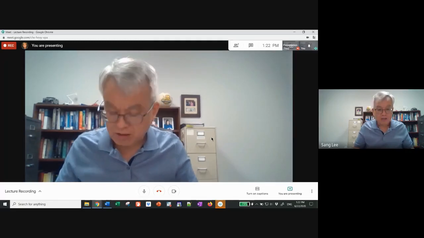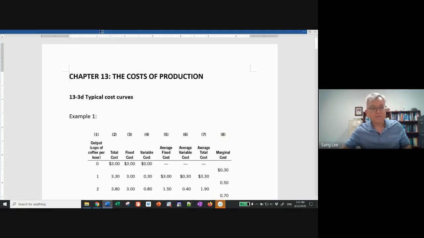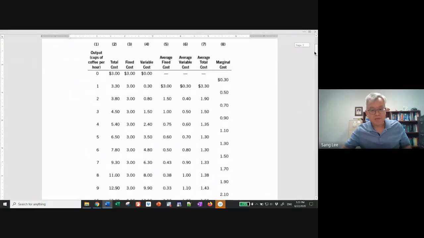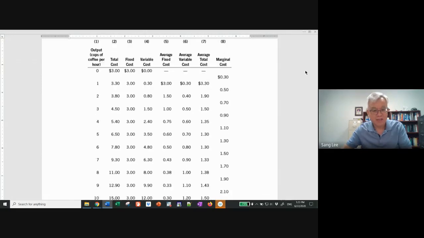Okay, so first we're going to turn to our lecture note. Example 1, I borrowed this example from your textbook. It is a fairly large table, and the first column shows the level of output, here the cups of coffee per hour. So the output increases from 0 to here 10.